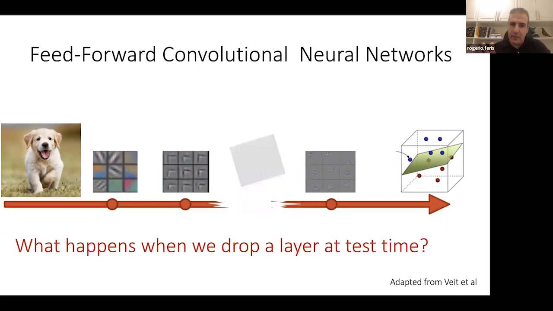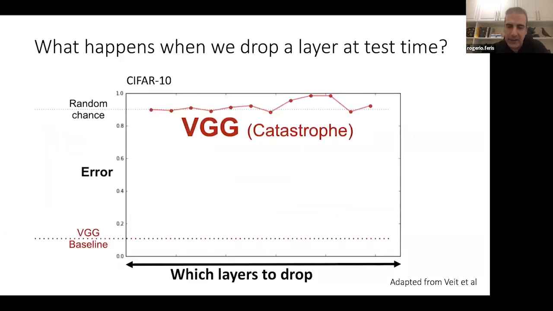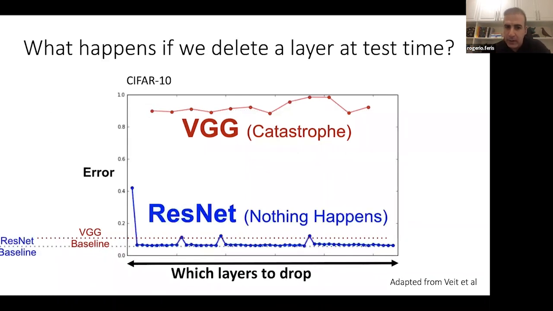Now, what happens when we drop a layer of a neural network at test time? And here by dropping a layer, I mean taking the output of the previous layer and passing it directly to the next layer. Andreas Veit and colleagues have an interesting paper at NeurIPS in 2016, where they did this test. They took the CIFAR-10 dataset, and they dropped a layer from the VGG network. What happens is that for VGG, the performance as you drop a layer is very poor, close to random chance. However, if you drop a layer from a residual network, nothing happens, except for a few peaks here from the downsampling layers, as you can see. And that's true also for other multipath architectures like DenseNet, ResNeXt, and so on.